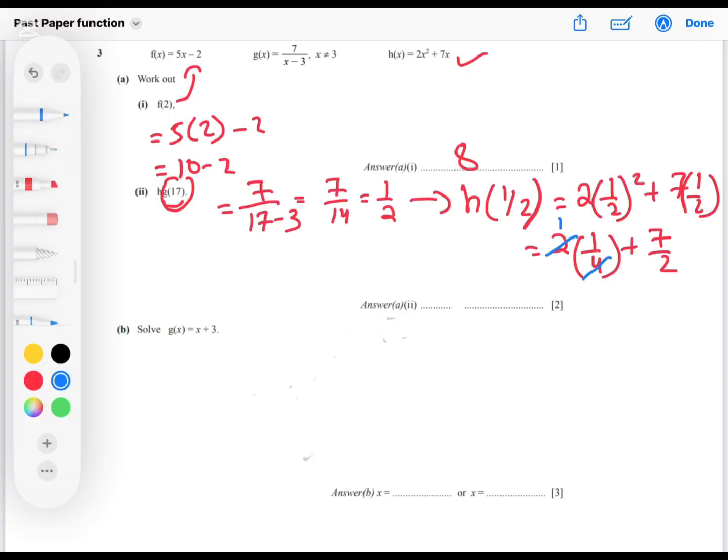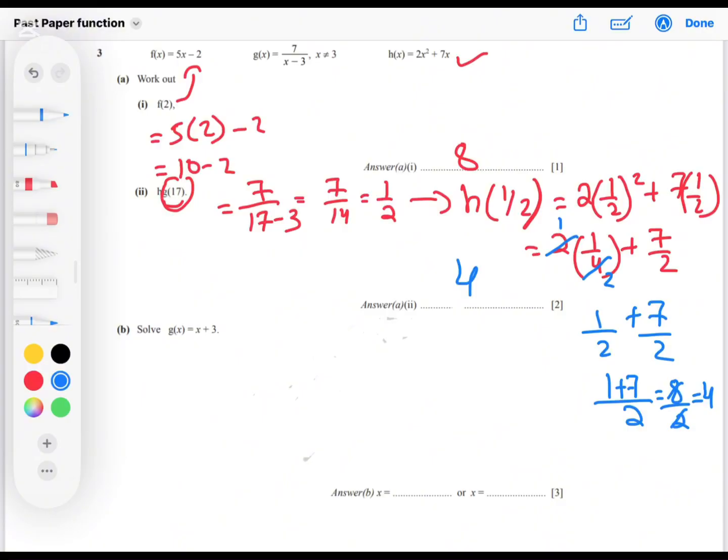Now 2 1s are 2, 2 2s are 4. So we will get 1 over 2 plus 7 over 2. As you see, the denominators are the same, so when the LCM is the same, you write 2 and add 1 plus 7. So this becomes 8 over 2. Then we cancel: 2 1s are 2, 2 4s are 8. So the final answer we will get is 4. Okay, 4 will be the final answer.